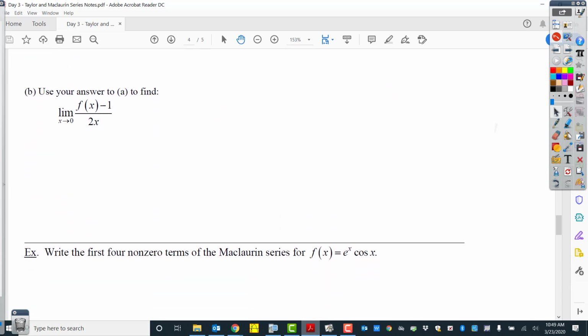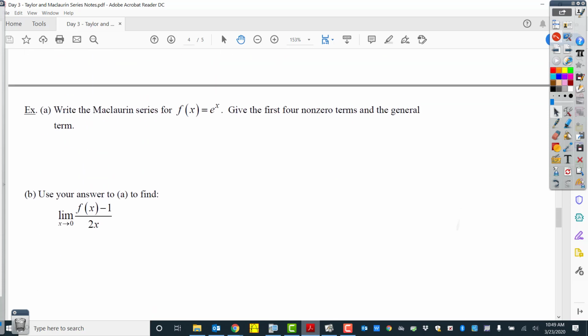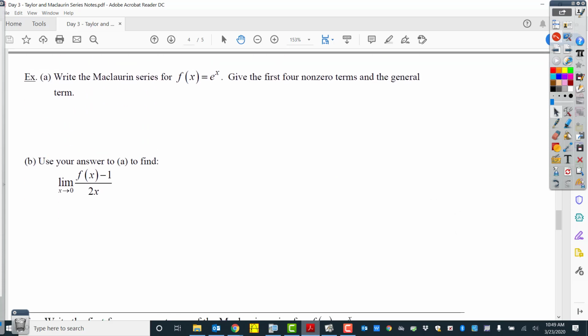This is a little bit different one. We're going to look at this one. Write the Maclaurin series for f of x equals e to the x. Give the first 4 non-zero terms and the general term.